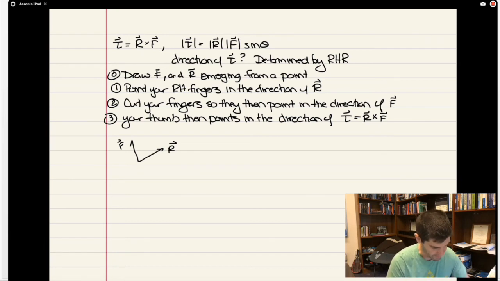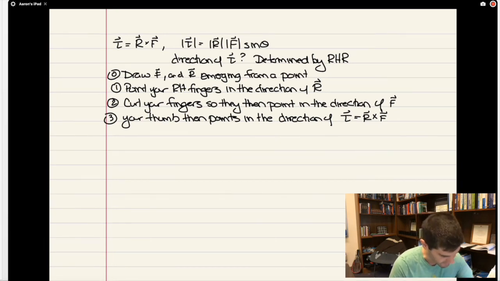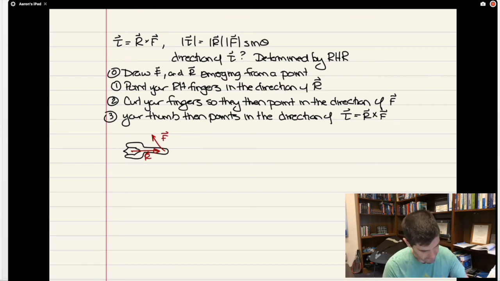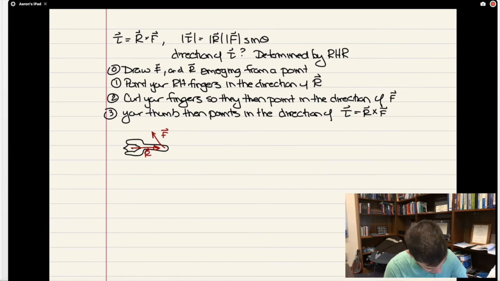Actually, let me motivate that step as well. Suppose I have a screw and a wrench again, and I apply a force in this direction, but then the moment arm is here. So this is r, this is F. My first step would be to redraw it so that they are emerging from a point. So r was going towards the right, and then F was going like this.